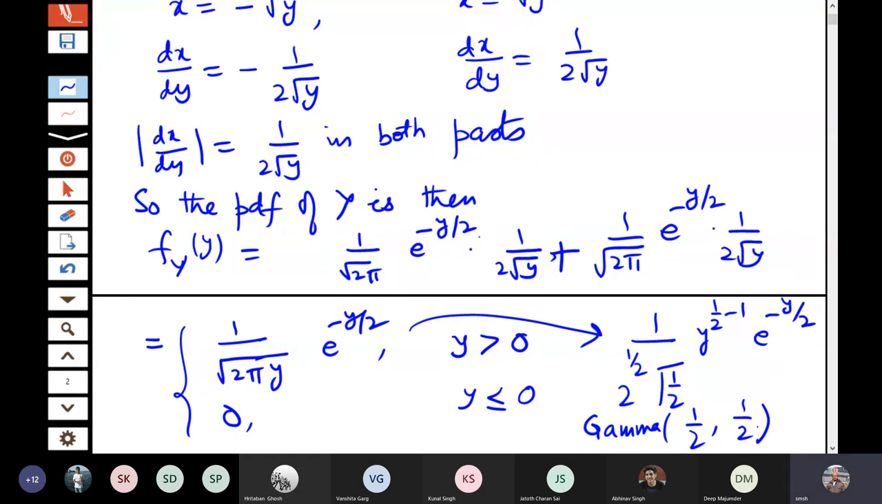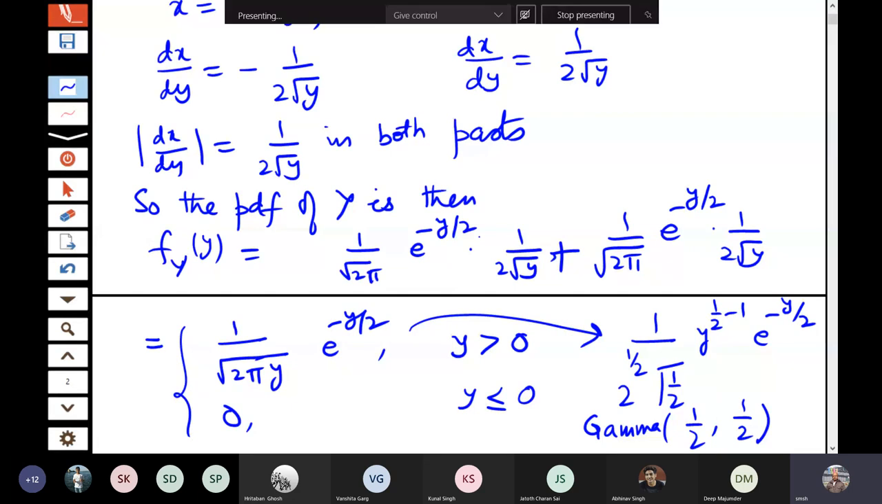Which I already mentioned to you, that the distributions in the continuous cases are all connected. I gave you one result, that is the probability integral transform. Is it okay? This example is clear?